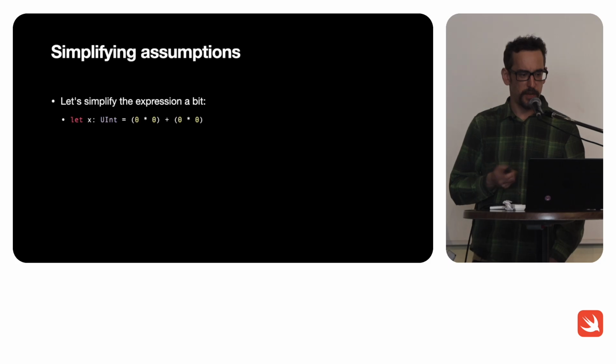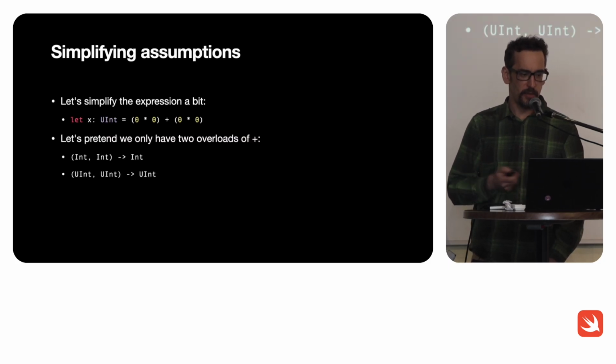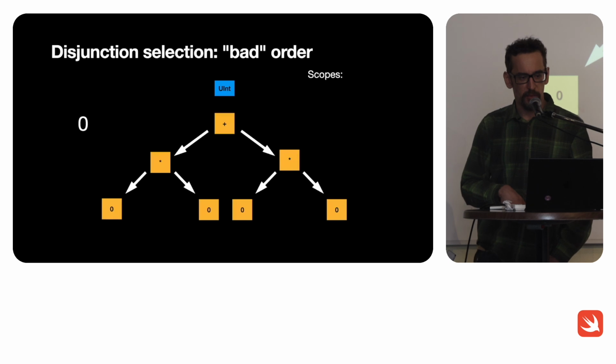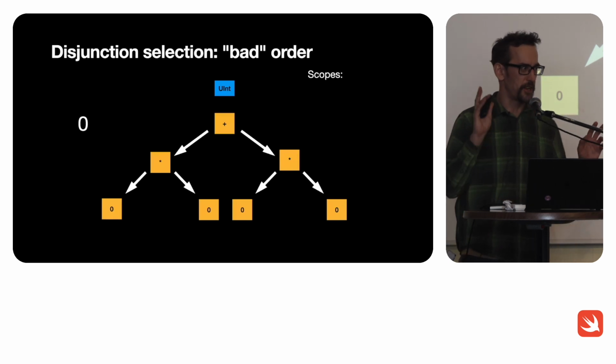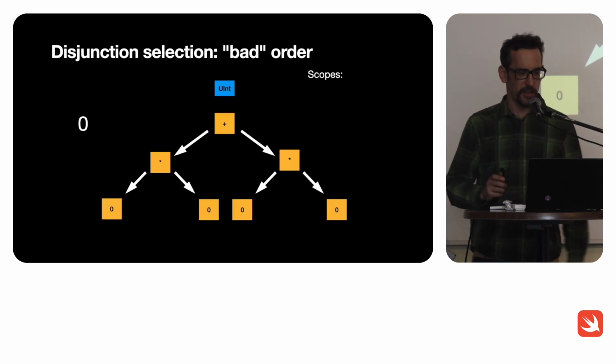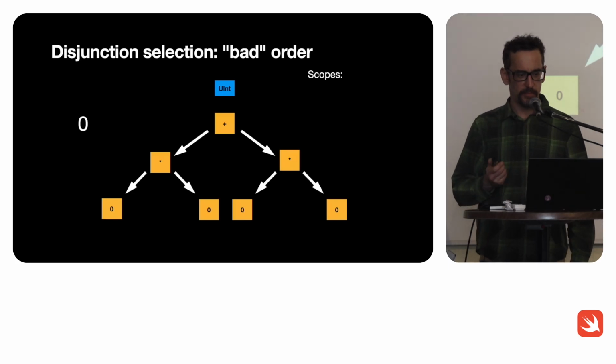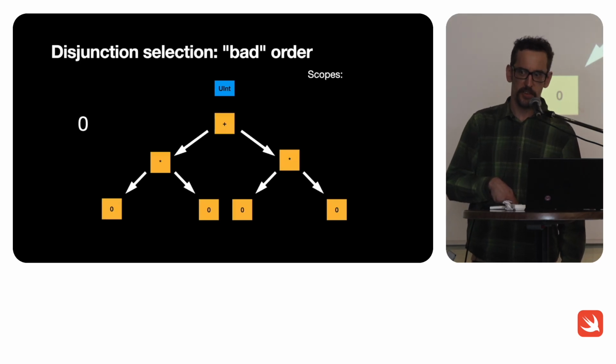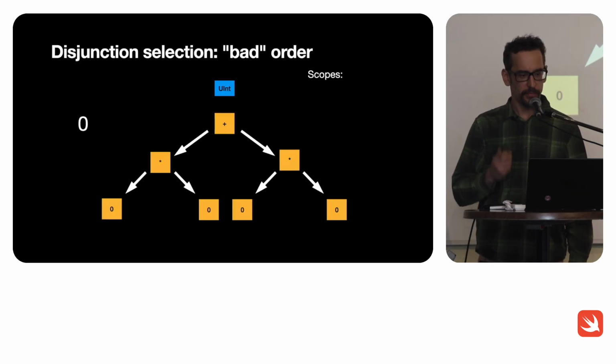Well, I'm going to simplify my example so that there's just one plus sign. And I'm going to pretend there are only 2 overloads of plus. And here's my syntax tree, and I'm going to do disjunction selection, but I'm going to use a very bad order. And you'll see it will take a lot of steps. So let's start with this one bit of type information, that the result of the plus is a UInt. We don't know anything else.